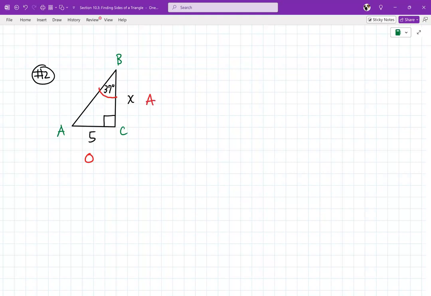So what trig function uses O and A? That's tangent, right? So I'm going to write tangent of theta, just to write the definition, is equal to opposite over adjacent. So let me fill it in. This is tangent of 37 degrees is equal to opposite, which is 5, over adjacent, which is X. Now this one sometimes confuses people because they're like, oh man, X is on the bottom now. Well, that's okay. We're still going to treat it like a normal number. We're going to move stuff around.